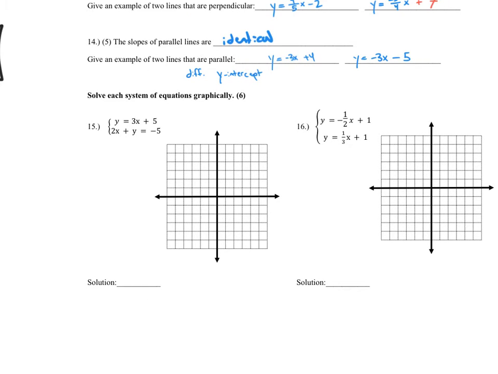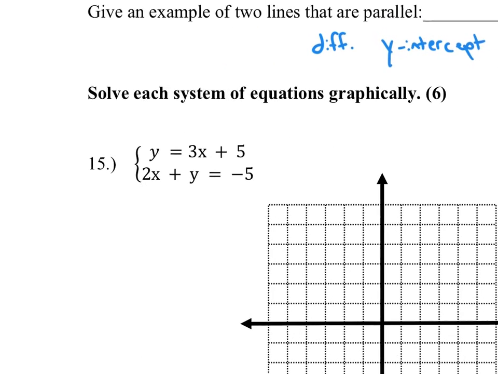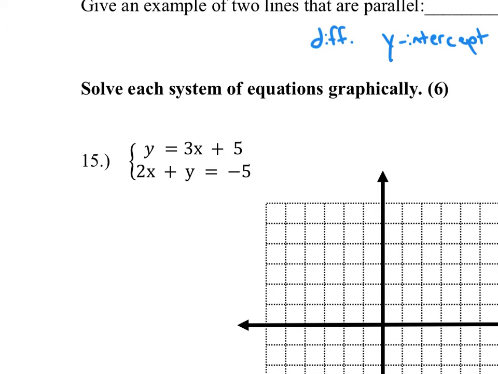So we're going to solve each system of equations graphically. And when we're solving systems of equations, what that's asking us to do is find out where these two lines cross over on a grid. And that crossover spot is the solution.